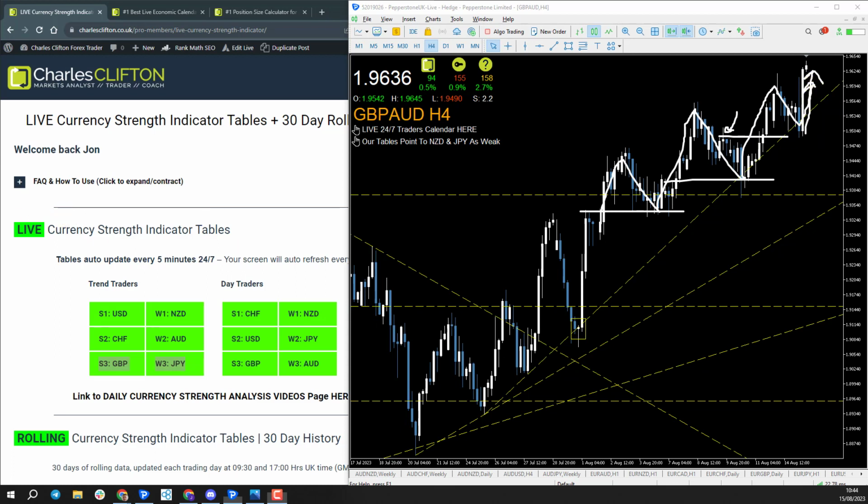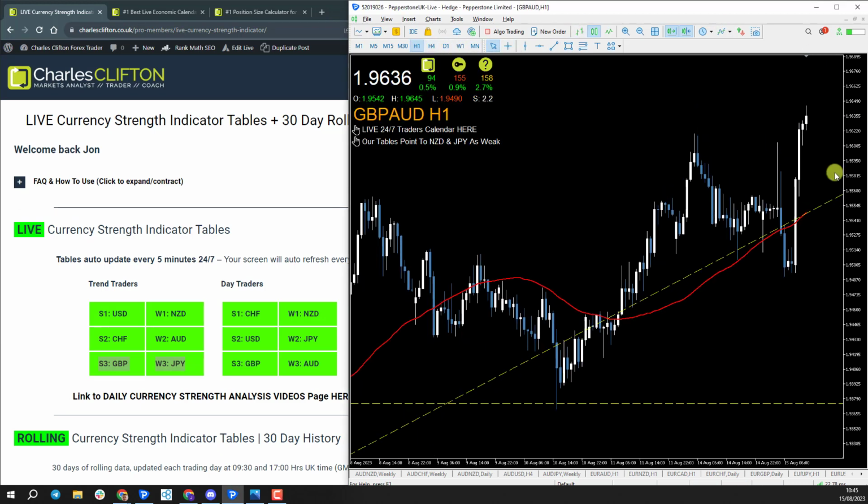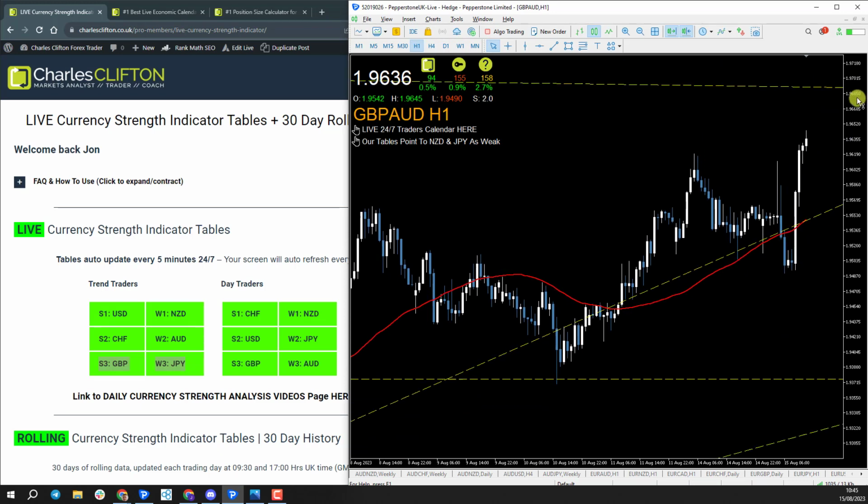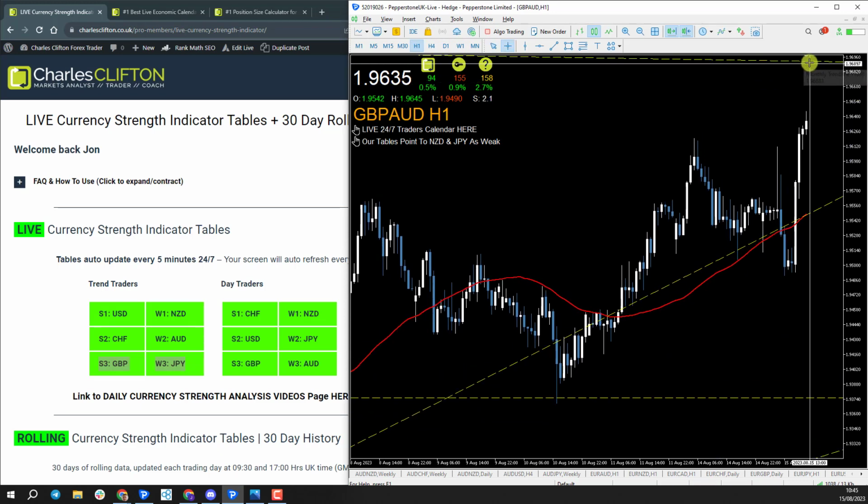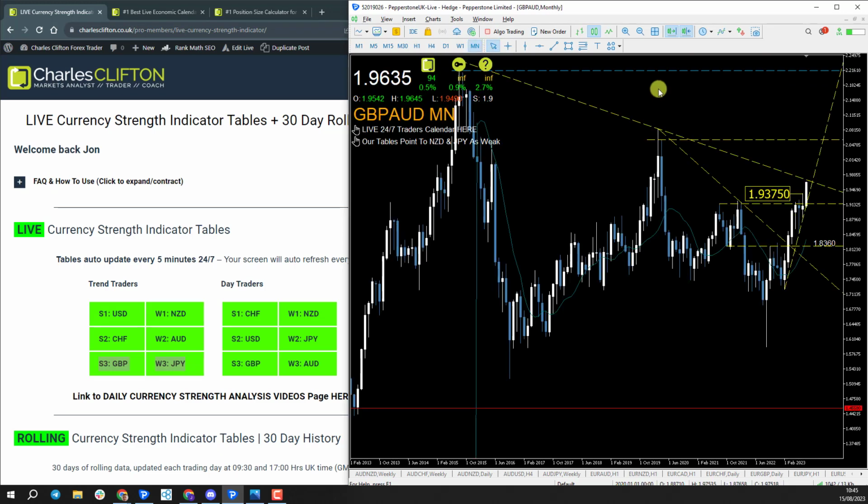So the momentum's definitely with this market currently. If we look at it from the hourly as well, broke back below the 50 but back above it again, and prices started to rally. The target for this was the 197 handle, which was basically this trend line from this monthly area.